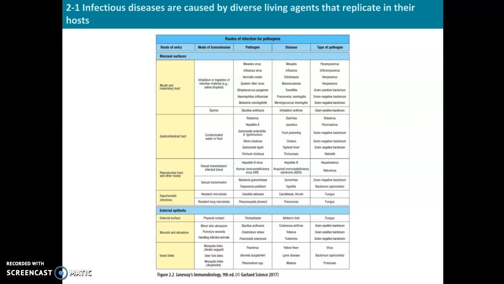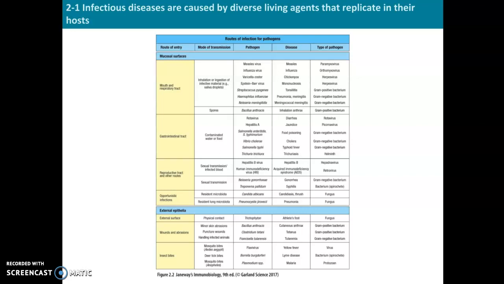So then you can also have worm infections like trichuriasis, or some sort of gut parasite infection like Giardia, for instance. Then you can also have sexually transmitted diseases like Hep B or HIV. Those are viruses, or bacteria like gonorrhea and syphilis, which are both sexually transmitted bacteria.